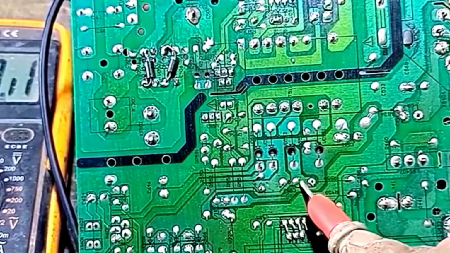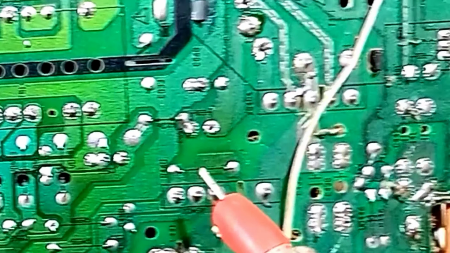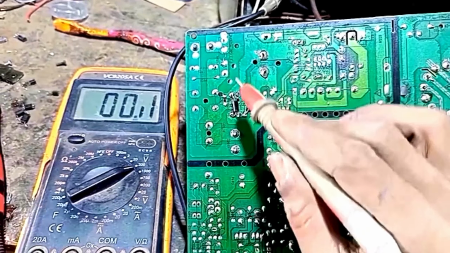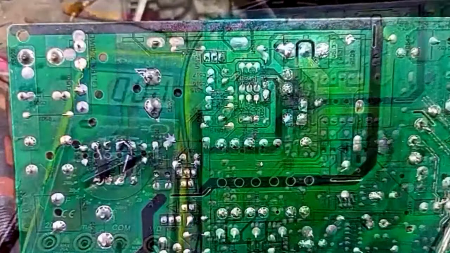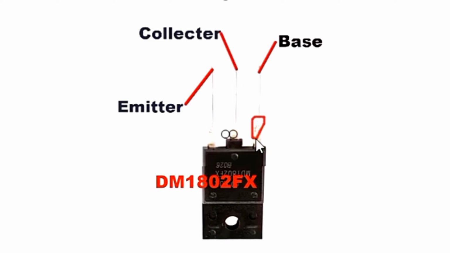Look, I have opened both the input voltage of the vertical IC and the input voltage of the EHT transformer. So let's first check if there is any fault in the primary section. Friends, this is the input transistor. The input transistor number is 1802. The base pin of the transistor is this. The collector pin is this and the emitter pin is this.